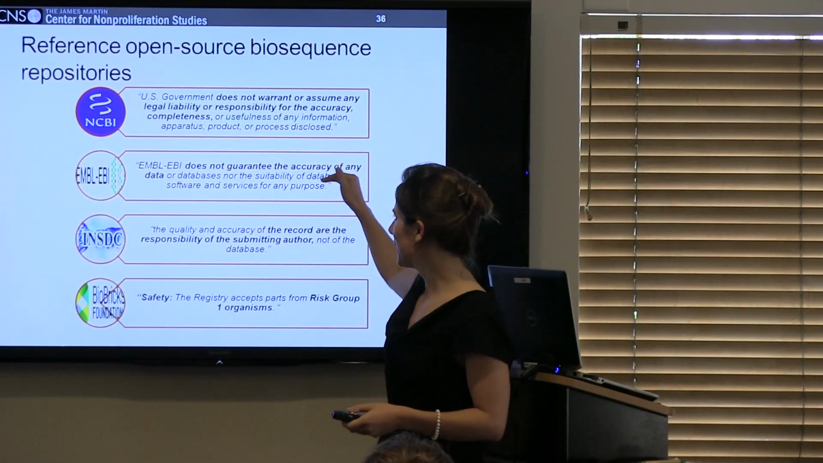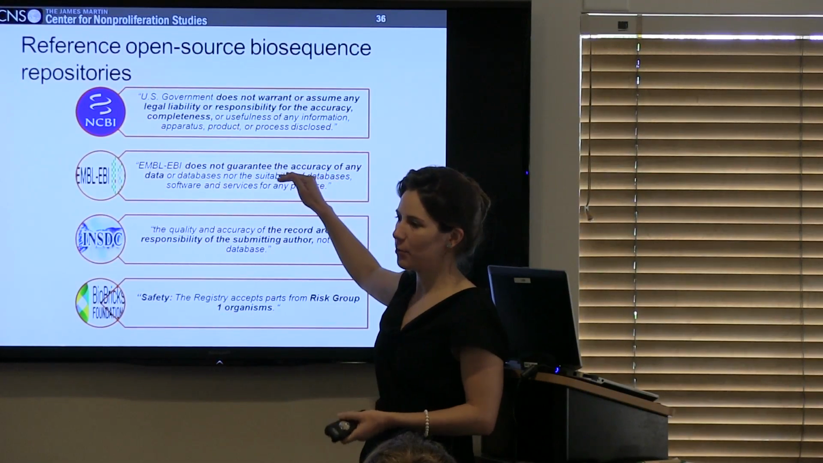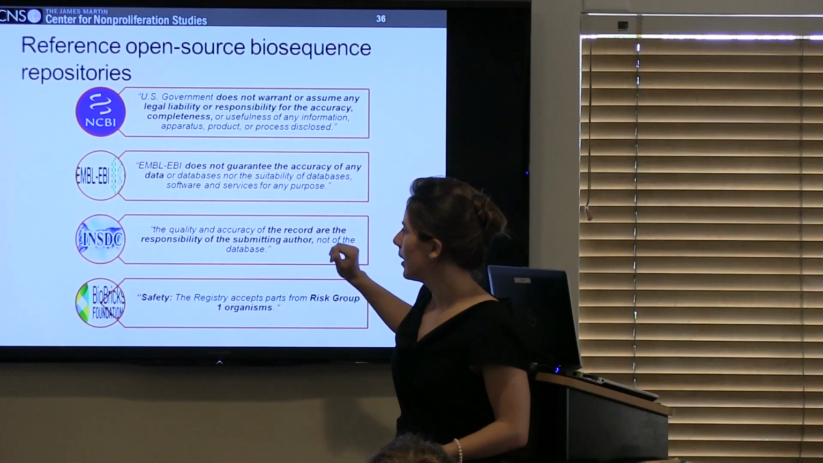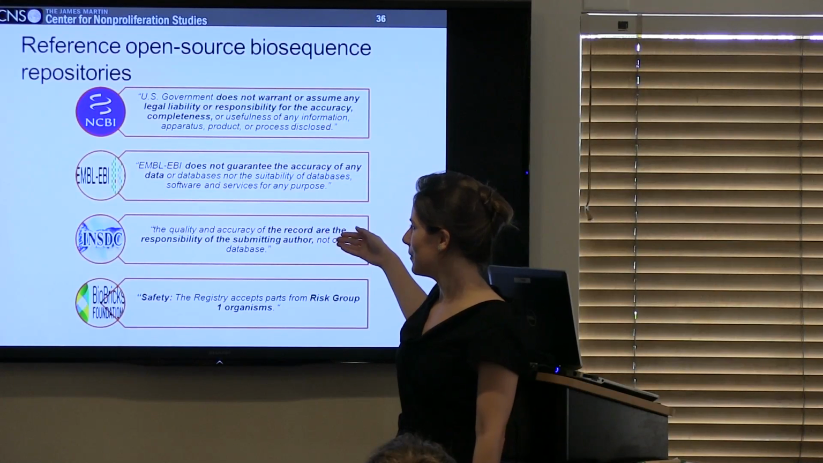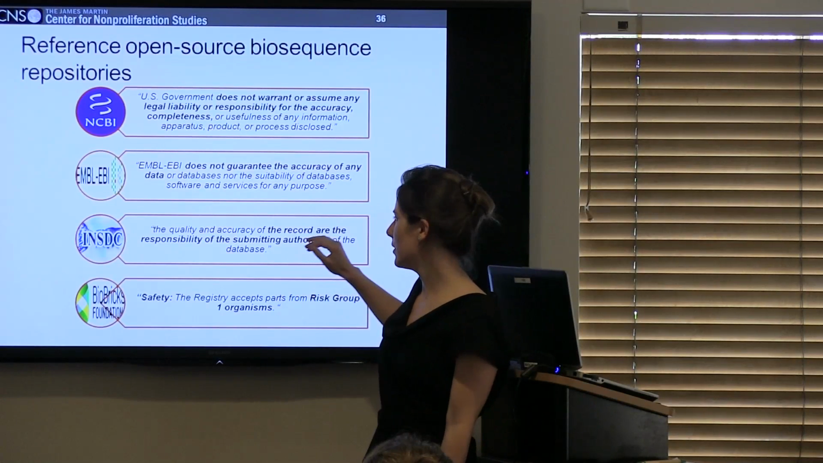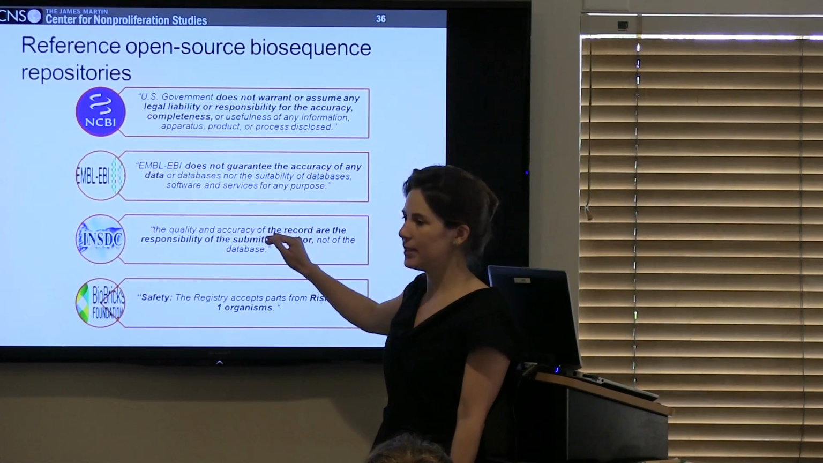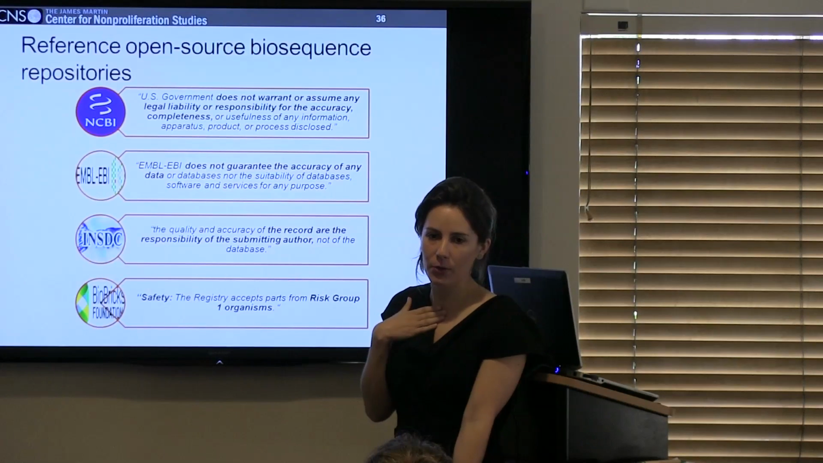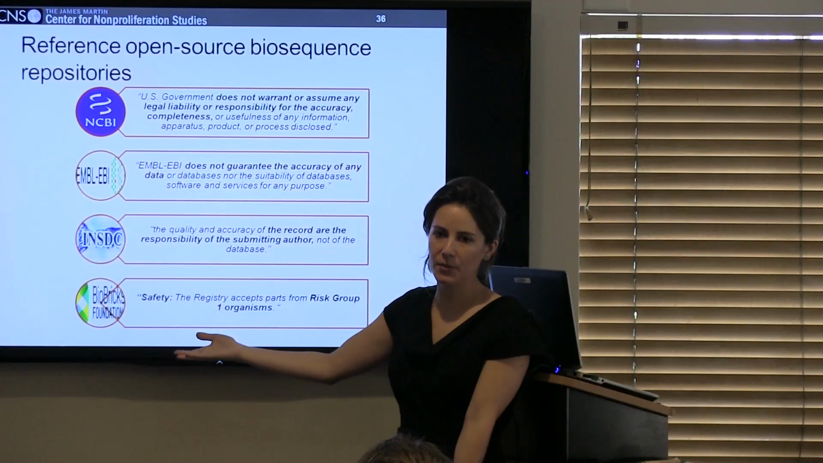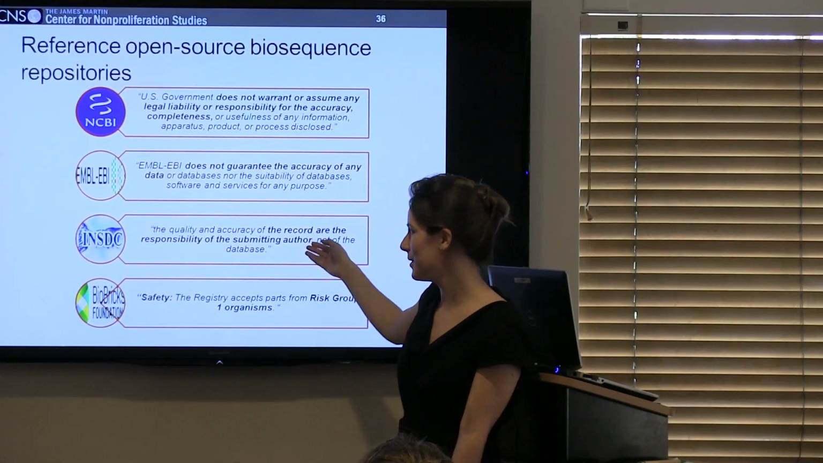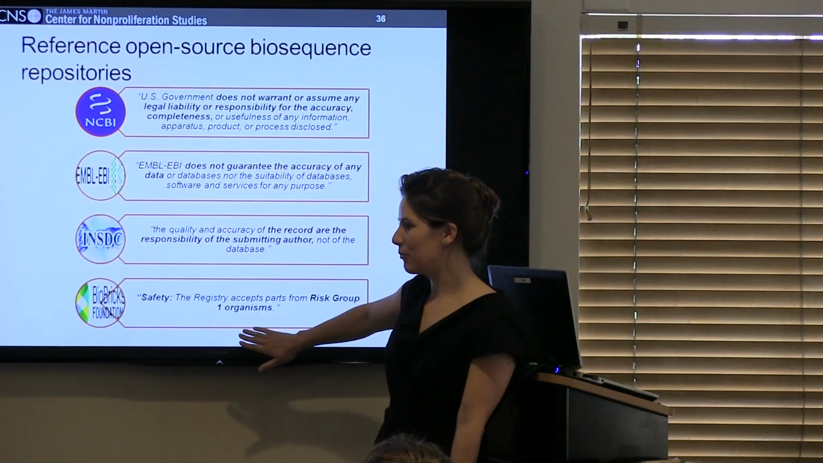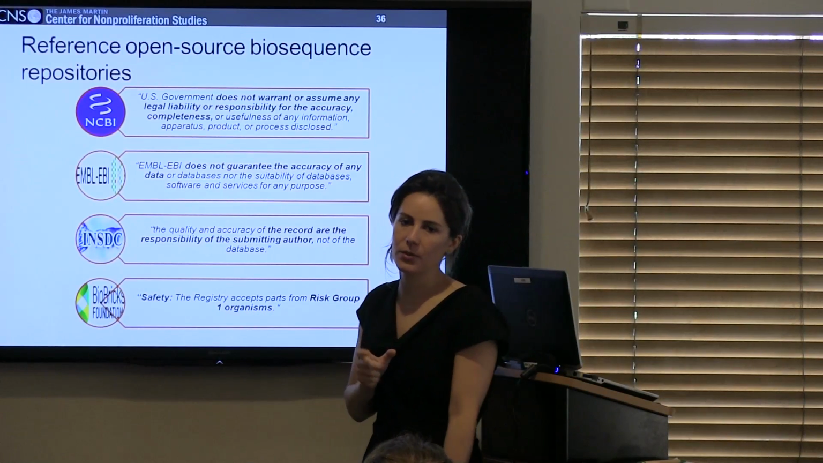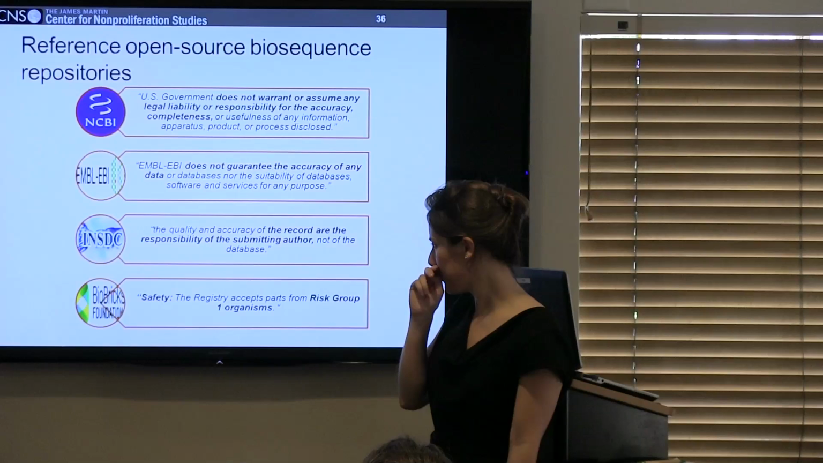Here it's the same: they, the European institution, do not guarantee the accuracy of the data that they host. This one, I think, is an ironic one. It's an international institution, and they say that the quality and accuracy is the responsibility of the submitting author. When you are a user, there is no way you can know who submitted the data, so as a user, this is useless.